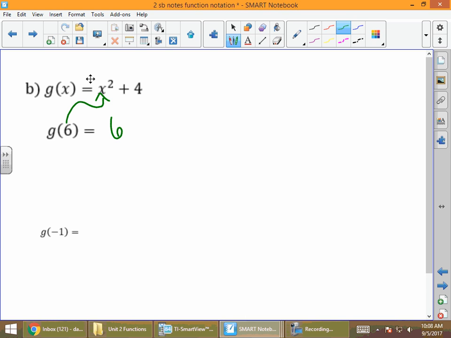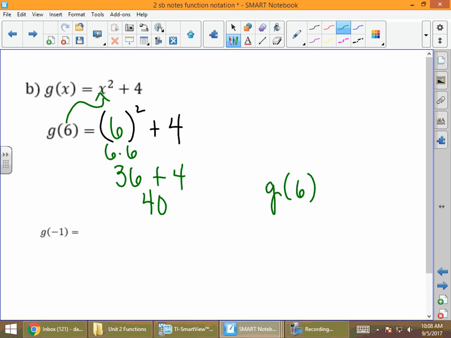This becomes 6 squared plus 4. And remember, squared means times itself. This is 6 times 6, which becomes 36, plus 4, which is 40. We put 6 into the machine, we get 40 out of the machine. So g of 6 equals 40.